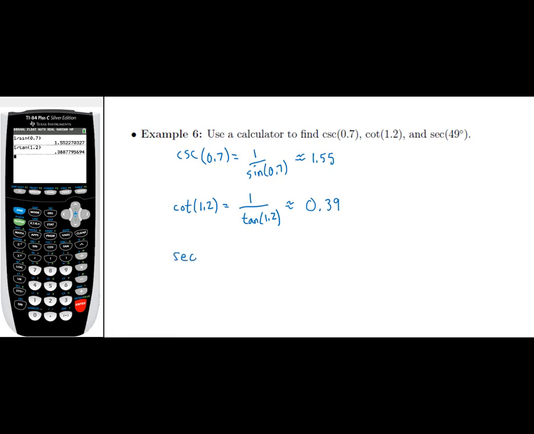All right, then lastly, let's look at the secant. We know that the secant is 1 over the cosine, so I'll rewrite this as 1 over the cosine of 49 degrees, but I'm also noticing that I'm back in degrees, so I remember to switch my mode back into degree mode before I actually type that in, and now I can say 1 divided by the cosine of 49. So that'll round to 1.52.